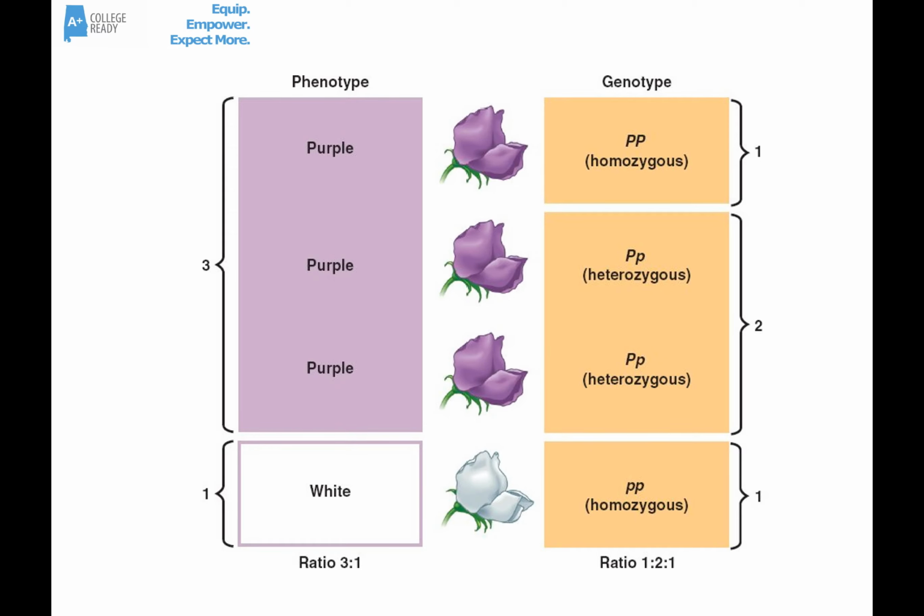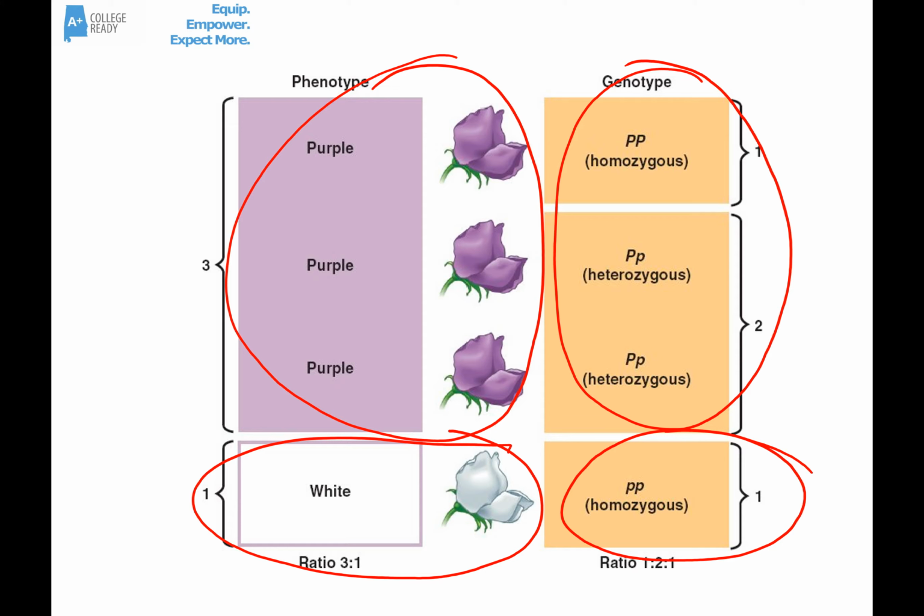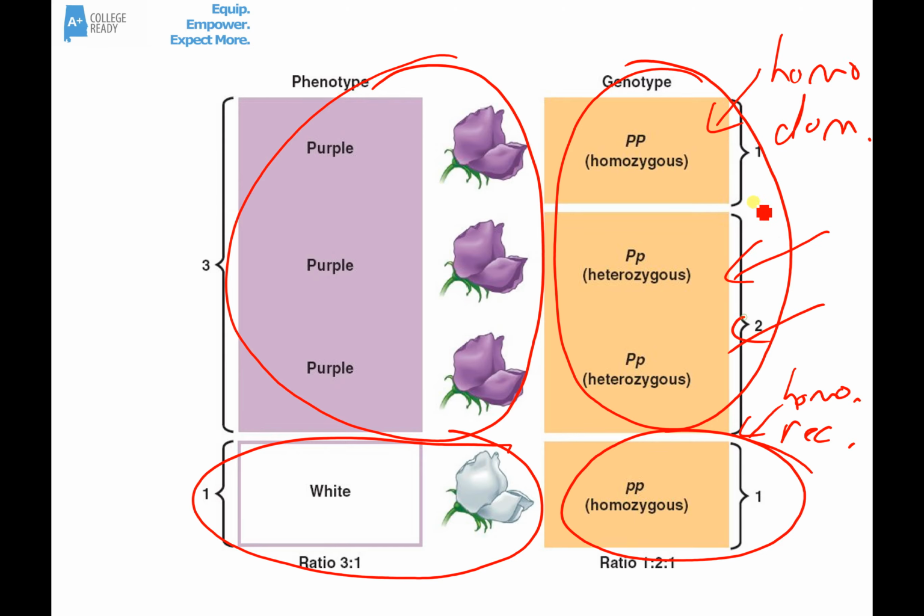And again, this sort of summarizes it. These all have a purple phenotype, and these are the possible genotypes that will get you to that purple phenotype. This one has a white phenotype. This is the genotype that will get you to a white phenotype. We might say that this plant is homozygous and recessive, whereas this one up here is homozygous and dominant. And these in the middle are heterozygous.